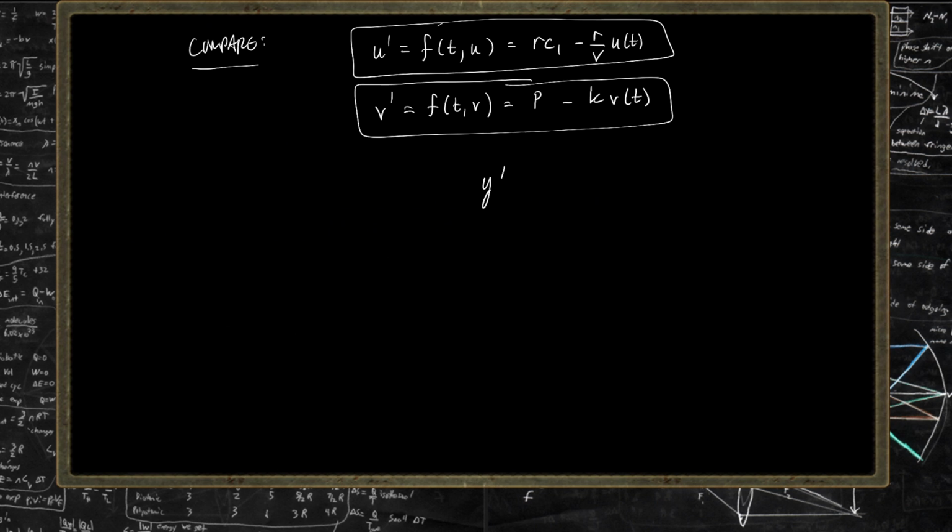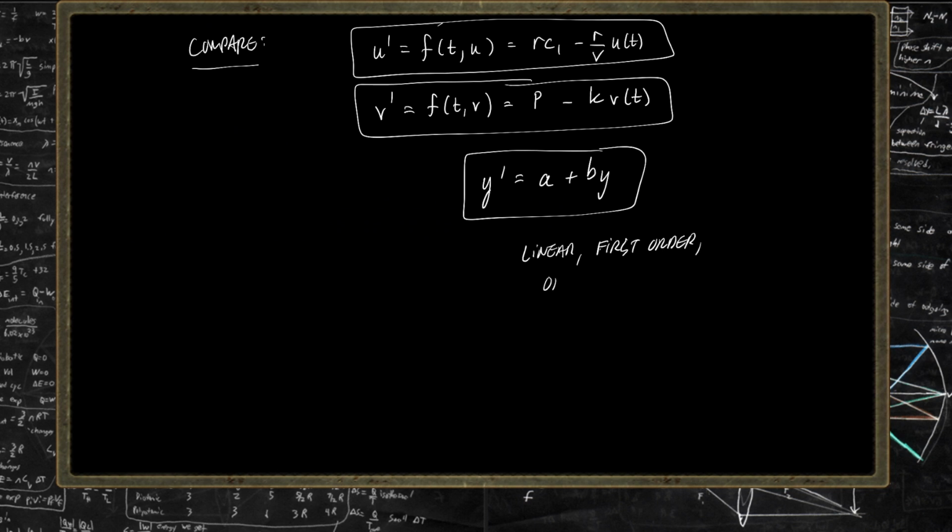So what I'm trying to show you is that you have two functions of the form y prime equals a plus by. The rate of change of the function equals some constant plus a constant times the amount that you care about. This is what we call a linear first order ordinary differential equation. I'll explain why we know that it has all those properties later.